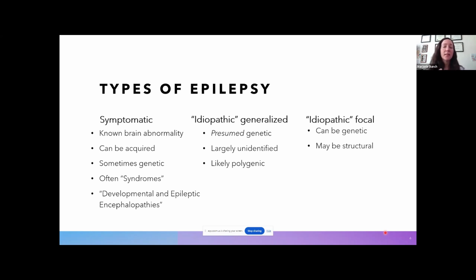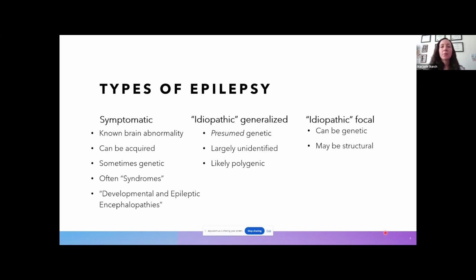On the other side of things, there are the idiopathic generalized epilepsies. These are people with otherwise healthy brains that just happen to have seizures. We assume that these are probably all genetic epilepsies, but they're largely unidentified, meaning I can't tell you what gene is causing it. I think that's because most of these are polygenetic. I'll get into this later, but you need multiple different genes to give yourself the risk of that epilepsy.